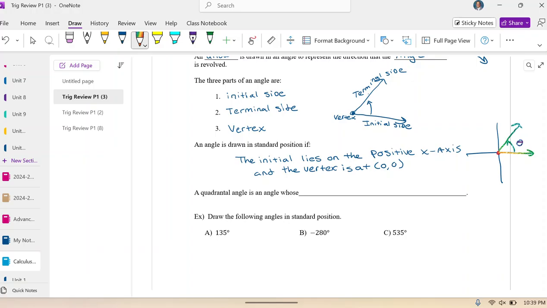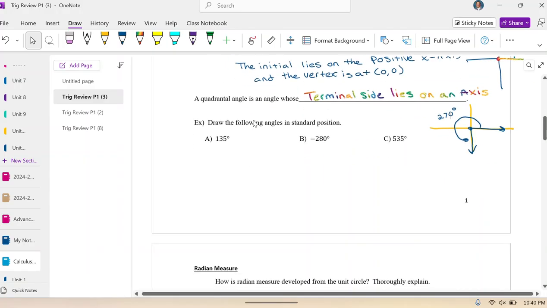All right, a quadrantal angle is an angle whose terminal side lies on an axis. So any angle in standard position that rotates to an axis, like for example 270 degrees, right? That is a quadrantal angle.